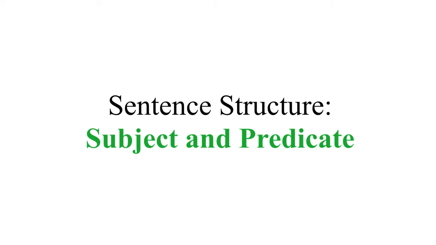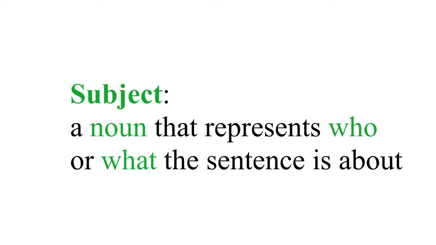Now that we understand parts of speech, we can start to look at how those words are grouped together to form pieces of sentences. And we can start to define how a sentence is put together. We can start that by looking at subjects and predicates. Let's start with the subject. The subject is built around a noun that represents who or what the subject is about.